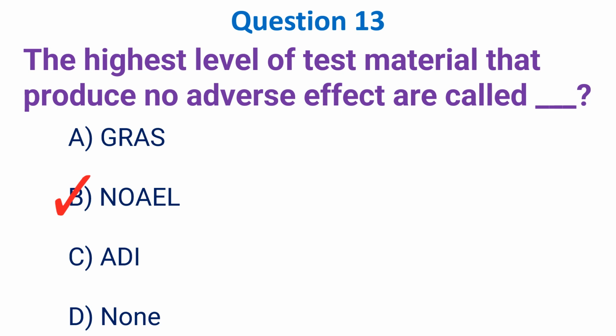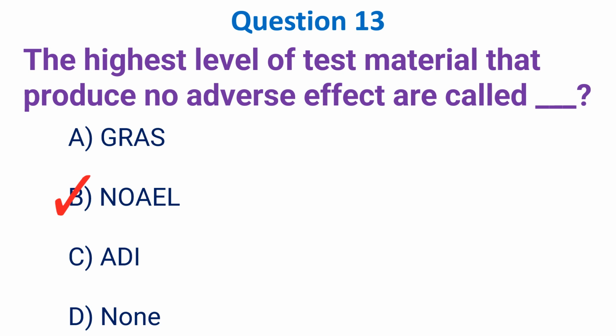The second is GRAS, that is generally regarded as safe. It is a term given by the US FDA, that is the US Food and Drug Administration. It designates that a substance added to food is considered safe by experts under the conditions of intended use. The term generally regarded as safe can be self-affirmed by the manufacturer, but they have to perform all the necessary tests and define its product GRAS status.